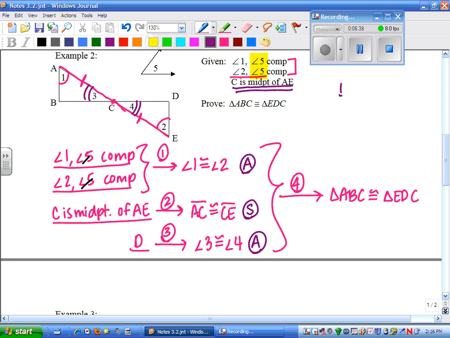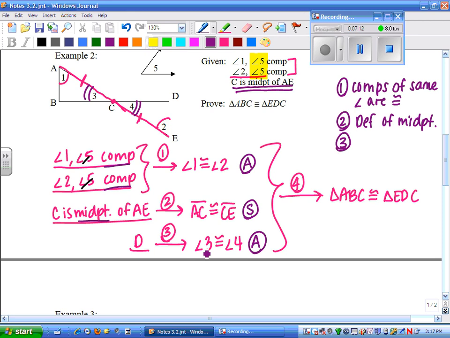So step 1, how can we go from 1 and 5 are complementary, 2 and 5 are complementary, to 1 and 2 are congruent? Well, I have to use this word, complementary. So I'm going to say comps, because there's 2 of the same angle, because the same angle is listed, are congruent, because that's what I'm saying right here. Step 2, how do I know that these two segments are congruent? Because I know the definition of this word, a definition of a midpoint.